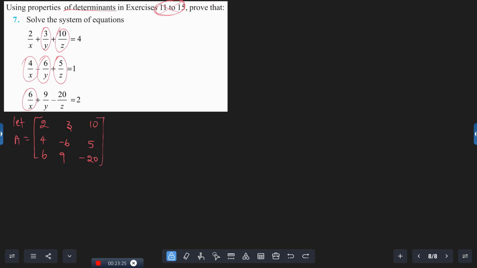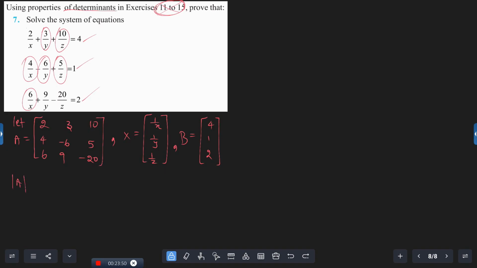Okay. Now what is the variable matrix, Raja? X is equal to 1 by x, 1 by y, 1 by z. That is the variable matrix. And what is the constant matrix? 4, 1, 2. Normally, how will you solve the determinant with the help of AX equal to B? You have to find the A inverse, so you need the determinant.